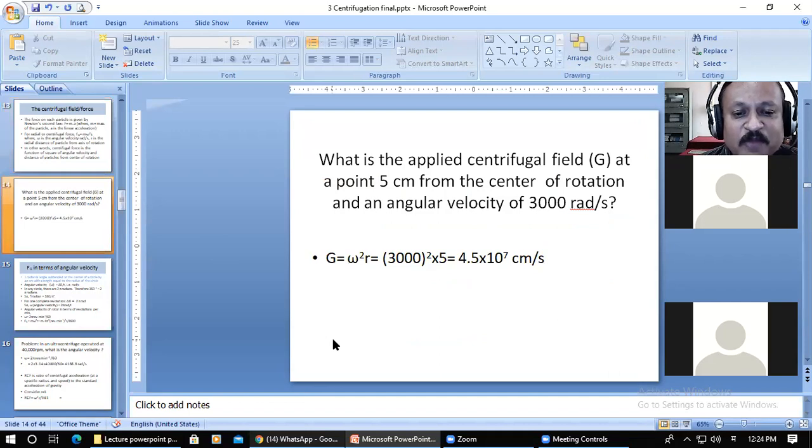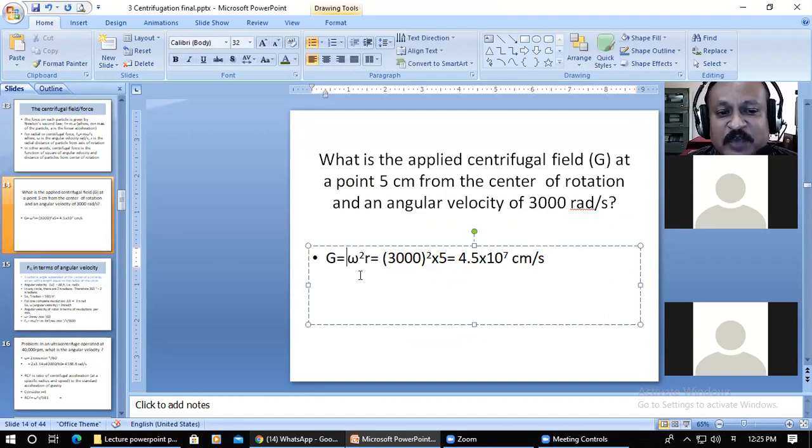Okay, so there is a small problem for you just to understand this concept of angular velocity. What is the applied centrifugal field at a particle which is placed 5 centimeter from the center of the rotation and which has an angular velocity of 3000 radian per second? The formula is very simple. The centrifugal field is equal to omega square r. Since the mass of the particle is not given, we are assuming it is a unit mass, that is 1. So the force is omega square r.